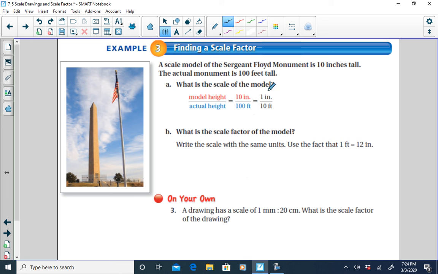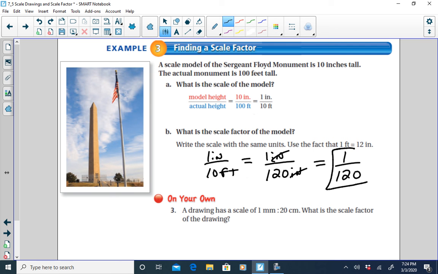Well, the scale is 1 inch is 10 feet. So if we have 1 inch is 10 feet, we know that each one of those feet is 12 inches. So that's going to be 1 inch is the same as 10 times 12. That's 120 inches. All right, now the units are the same. So my scale factor would be 1 to 120.